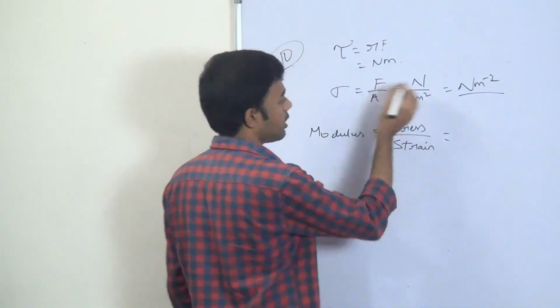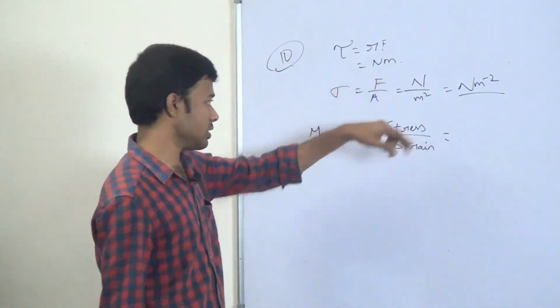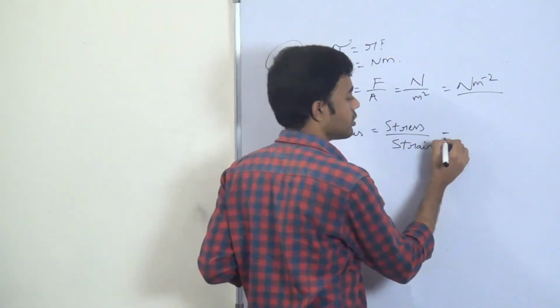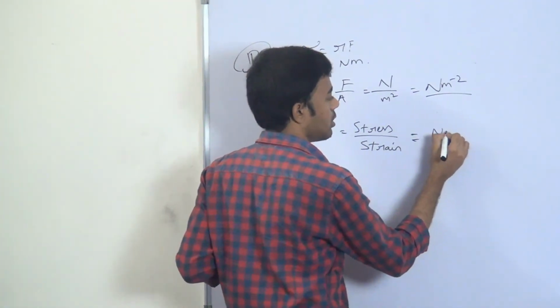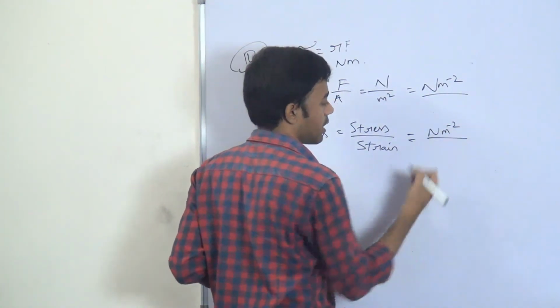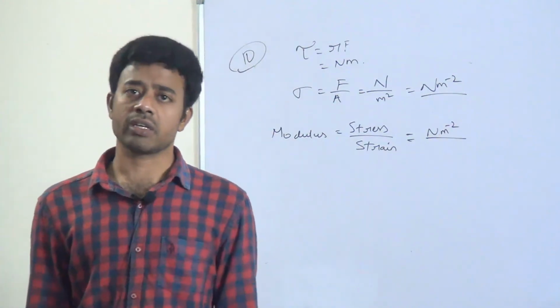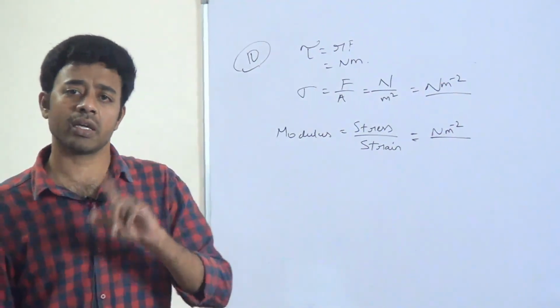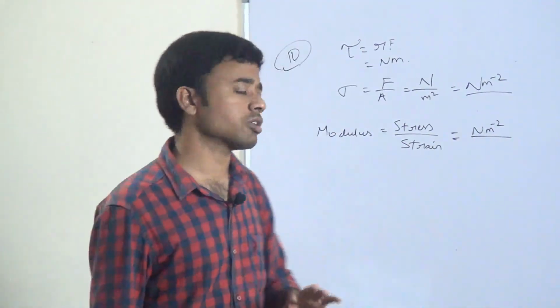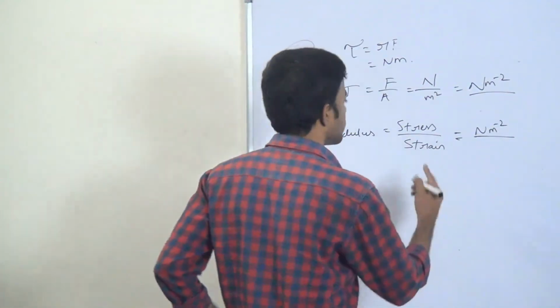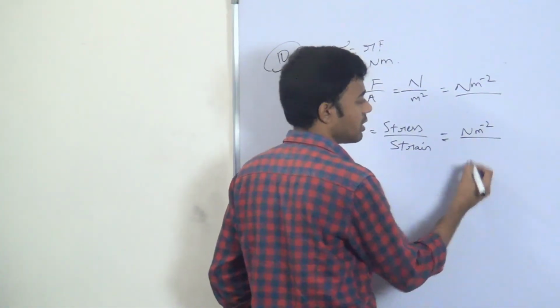So here we have found that stress has the SI unit of Newton meter inverse square. Then strain is what? Strain is change in length by actual length. Here change in length and the length both have a unit of meter, so they get cancelled. So strain is a change in length by length.